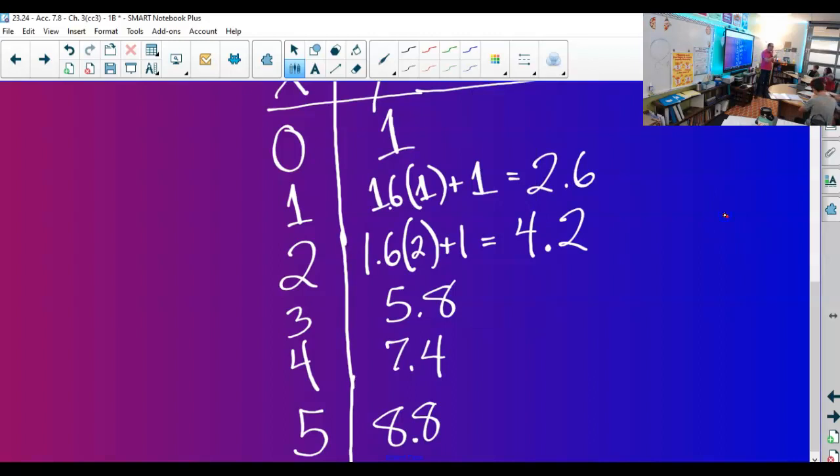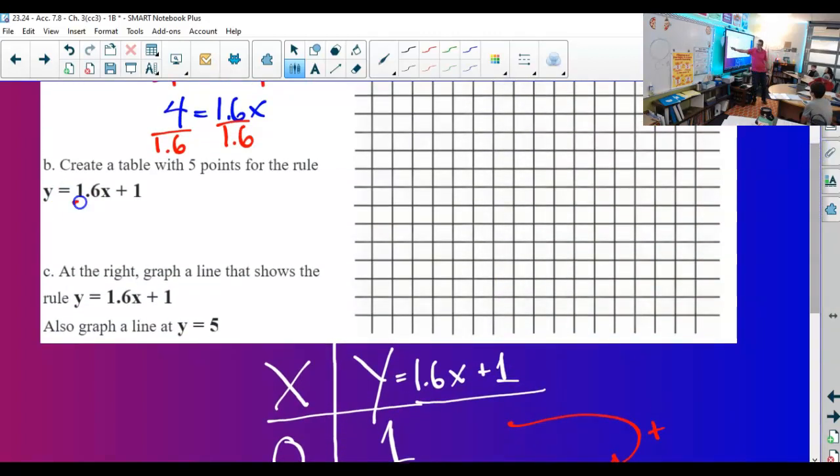I noticed something interesting here. What do we keep going up by? That's because 1.6 is our multiplier, and we're going to start to refer to that as our slope. That tells us what to go up or down by. So that tells us we're going up, because it's positive, we're going up by 1.6 every time our x goes up.